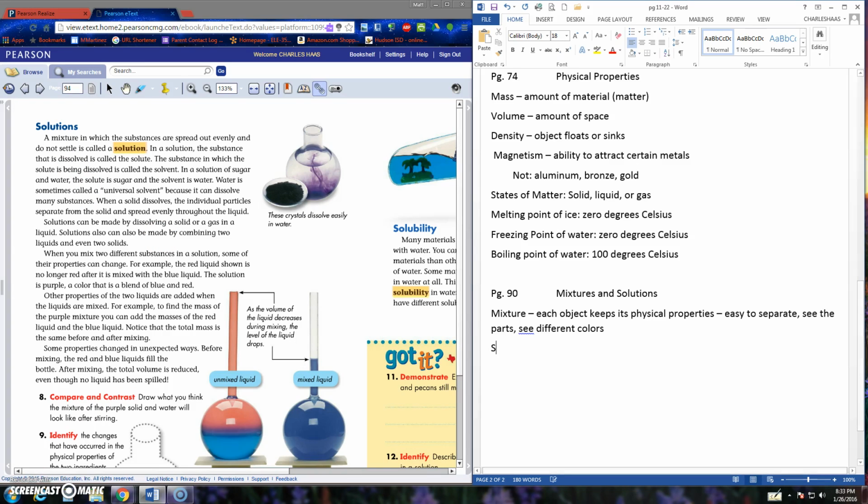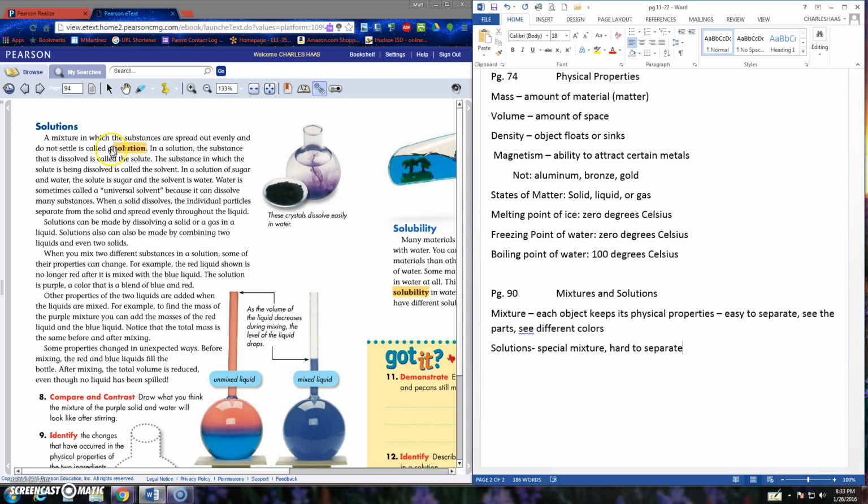Solutions are not the same. Solutions are special mixtures because they are mixed together. Things combine, like the crystals right here with the water. Here's the powdered crystals. There's the water. We mix them together. They're not going to be easily separated. So it is a special mixture. They are mixed together, but they are usually hard to separate. Difficult to separate, not as easy to separate.